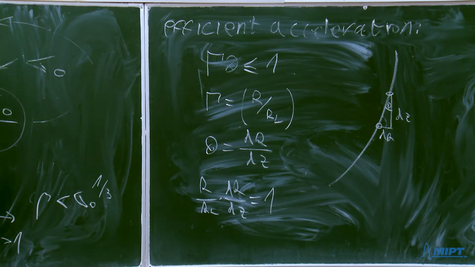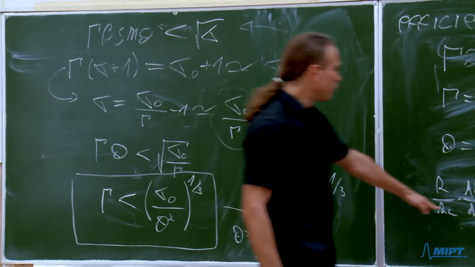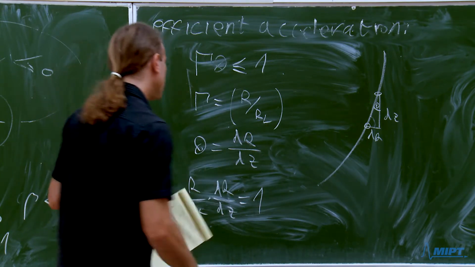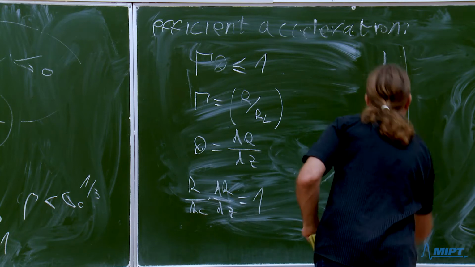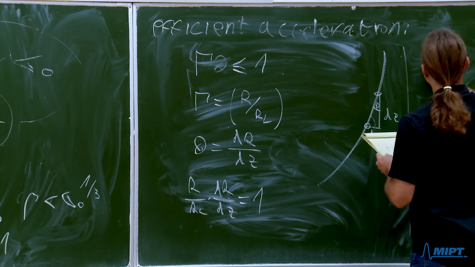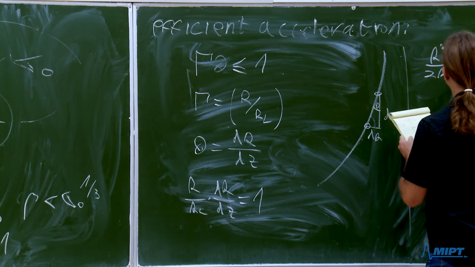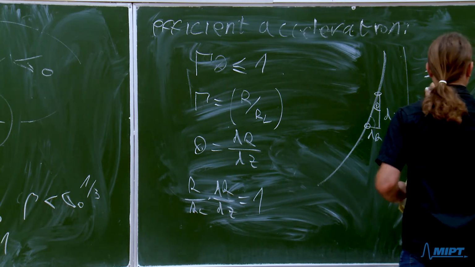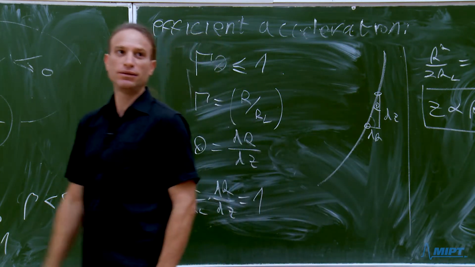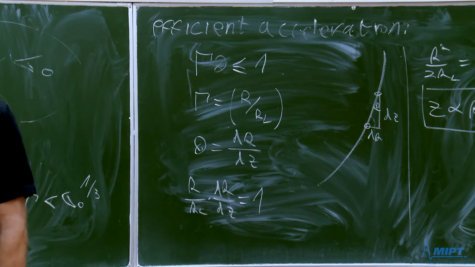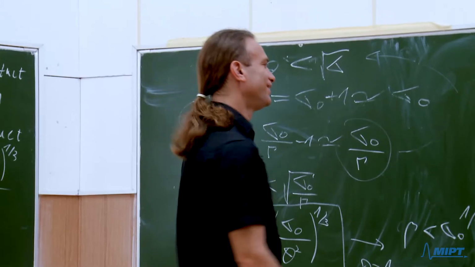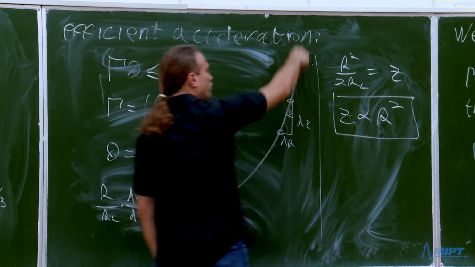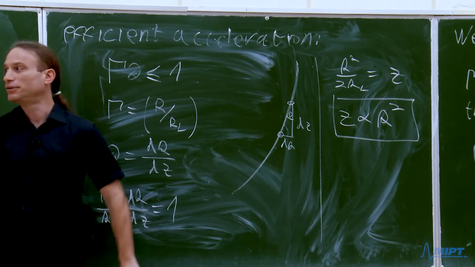This is an ordinary differential equation. We can move dz to the other side, and we can solve it. And what we get is that r squared divided by 2 RL is equal to z, or z is proportional to r squared. What is that? This is a parabola. So the condition to accelerate efficiently all the way, to maintain strong causal contact on the edge of this curve, is that I'm accelerating like a parabola.